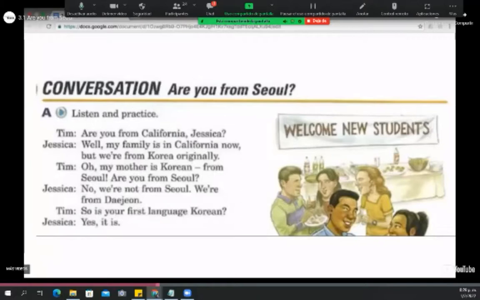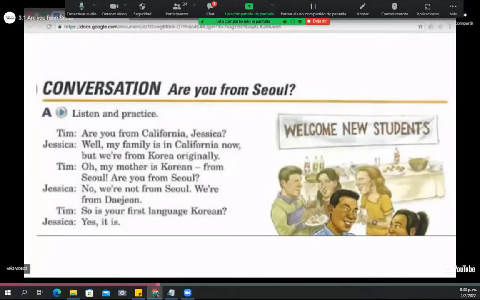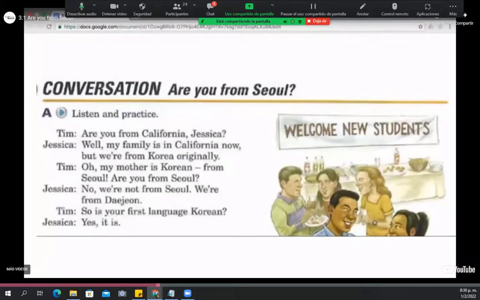Now, boys, you're going to interpret Jessica. Van a interpretar el papel de Jessica, pero siempre con el nombre de Tim, okay? Para que no se oiga feo, right? Y las chicas, the girls, ladies, women, are going to interpret Tim, pero siempre van a llamarse Jessica. Is that clear? Yes, I understand. All right, awesome. You guys are awesome. Let's go. 3, 2, 1.